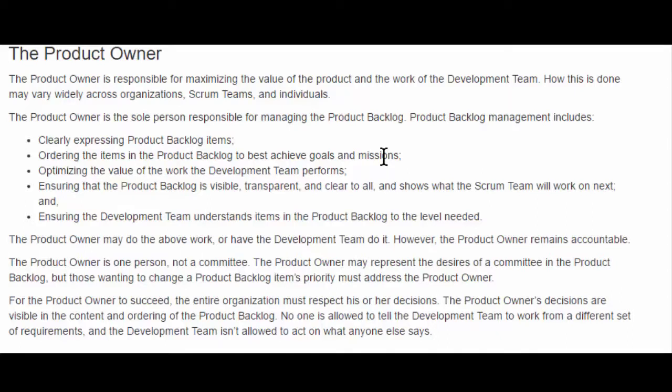If a VP comes in and says, do this, they're violating this contract, this agreement. And the development team needs to have the strength and the understanding to ask the product owner to prioritize their work, to order their work. Again, you may start off in a different place, but this is the goal. So that's a summary of what the product owner does.